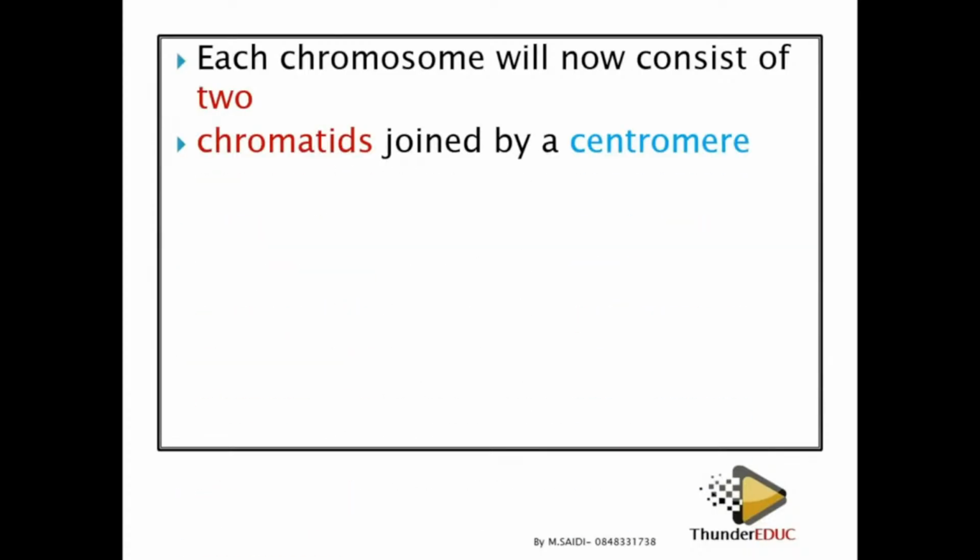So a chromosome must have a chromatid. It must have a centromere joining it. If it is a replicated chromosome, it will have 2 chromatids, and these chromatids must be joined together by a centromere. The centromere is the middle part of the chromosome.